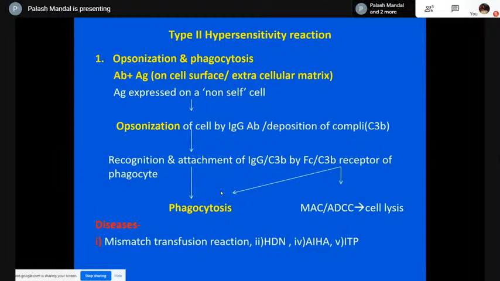So in this type 2 hypersensitivity reaction, in the first category, what do we see? Opsonization and phagocytosis. Whenever an antibody is produced against an antigen, there is a combination of antigen and antibody on the cell surface or extracellular matrix, and the antibody coats the antigen, which is known as opsonization.